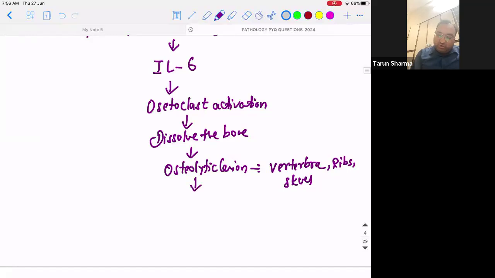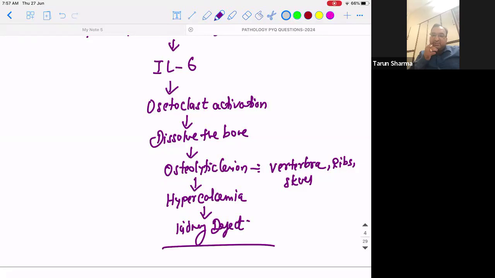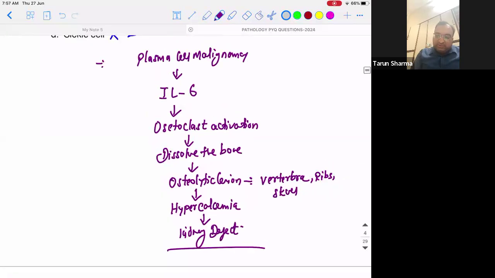Osteolysis leads to what? I told you earlier also. Osteolysis leads to dissolving of the bone calcium into the blood. That is called hypercalcemia. What is hypercalcemia going to do? The calcium is going to deposit in the kidney, so kidney defect will be there due to calcium deposition, calcification, in the kidneys. So this is the pathology of plasma cell malignancy. Why are there osteolytic lesions in plasma cell malignancy?